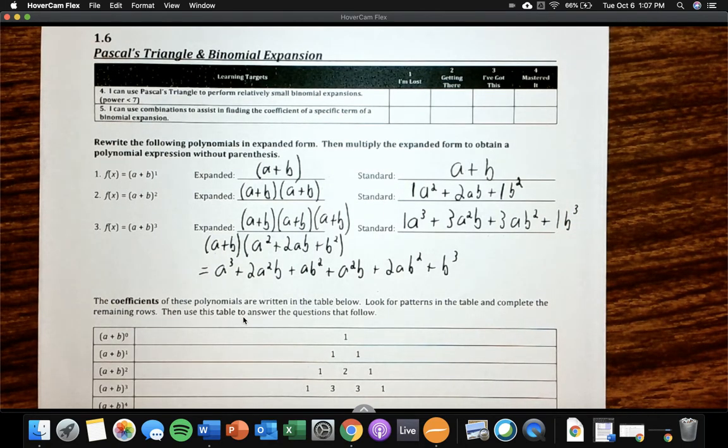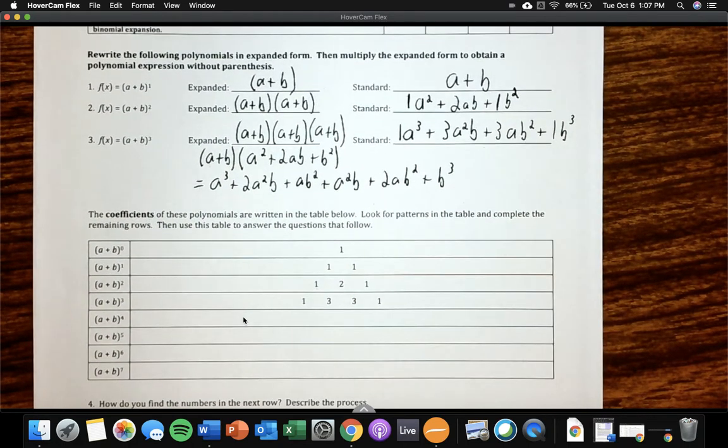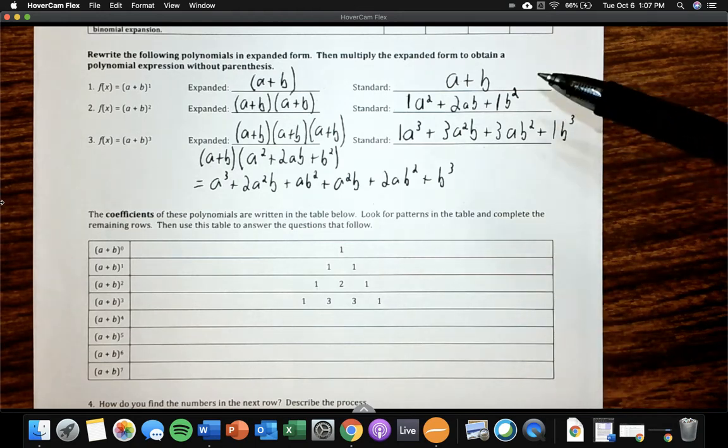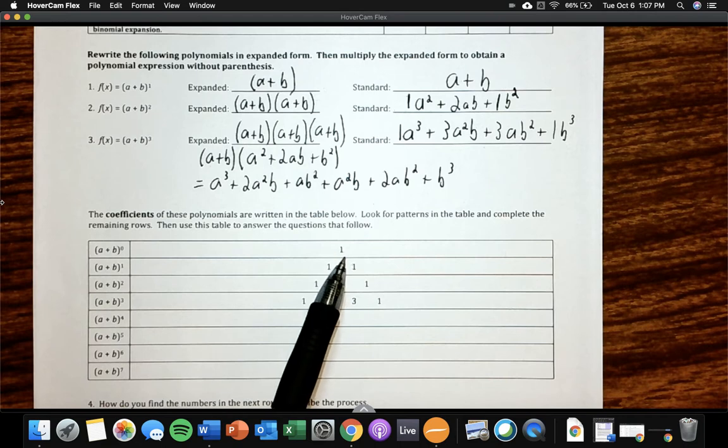All right, so now what we're going to do is look at these and try to determine a pattern. So this table right here says the coefficients of these polynomials are written in the table below. Look for patterns in the table and complete the remaining row. Then use this table to answer the questions that follow. So we can see in the first one, if we had a plus b all raised to the 0 power, well, anything raised to the 0 power is just 1. So the coefficient would just be 1.